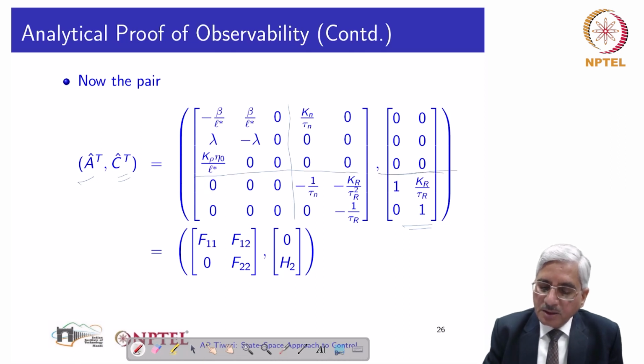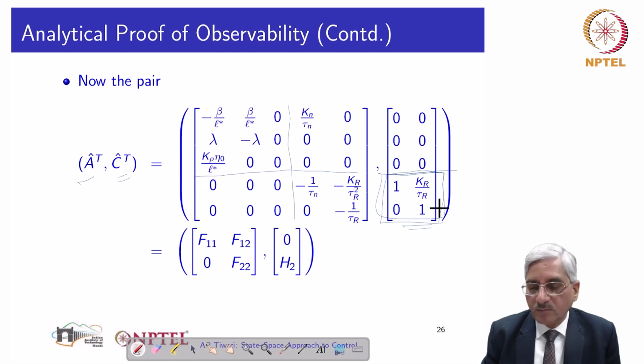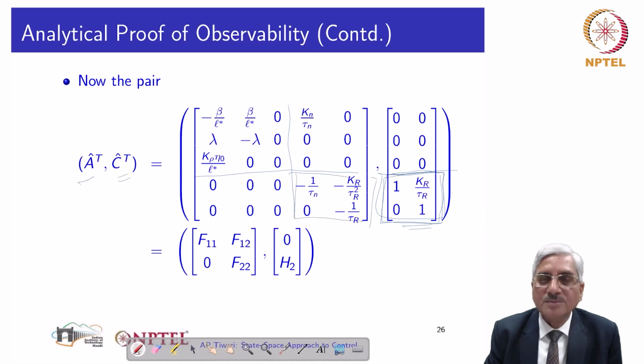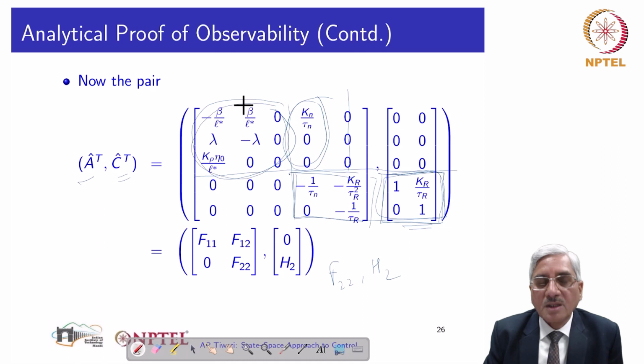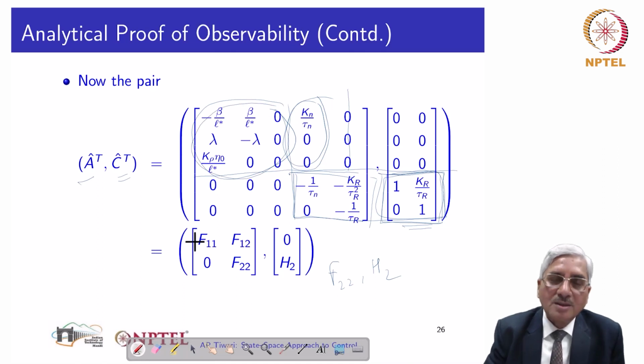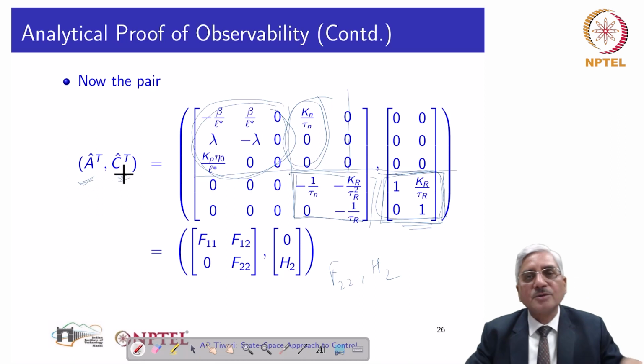Now you see this part of the matrix C hat transpose, this is of rank 2. So the input matrix for this subsystem has rank 2 and this is a second order system. So this part is controllable. That means F2, H2 is straight away controllable. And this is 0, we need not consider that. This needs to be shown as controllable. Then the overall system A hat transpose, C hat transpose will be controllable.